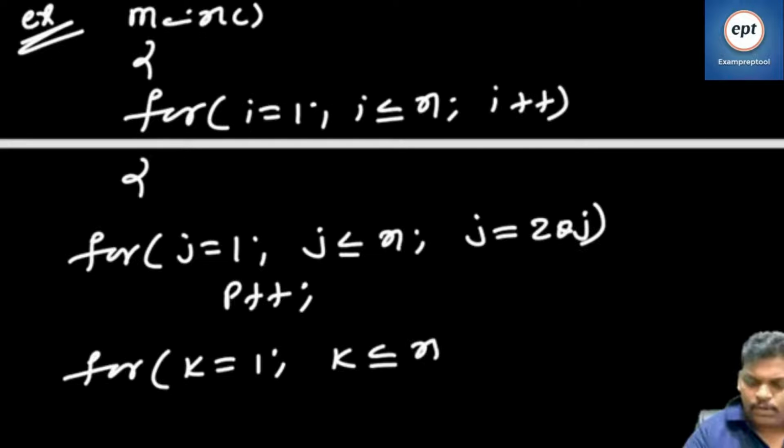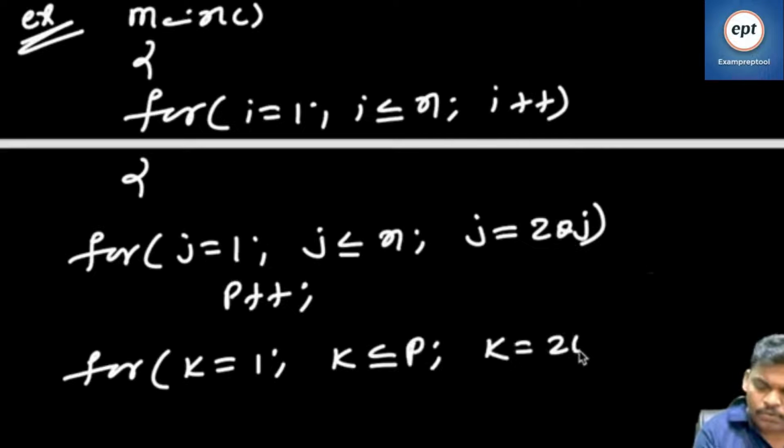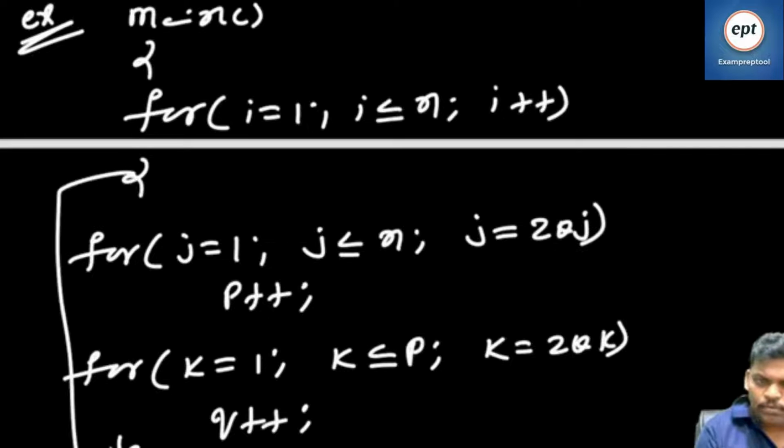This is the tough problem, everyone try. Until now all the basics are done. k equal to 2 into k, q plus plus, end of the for loop, return q.